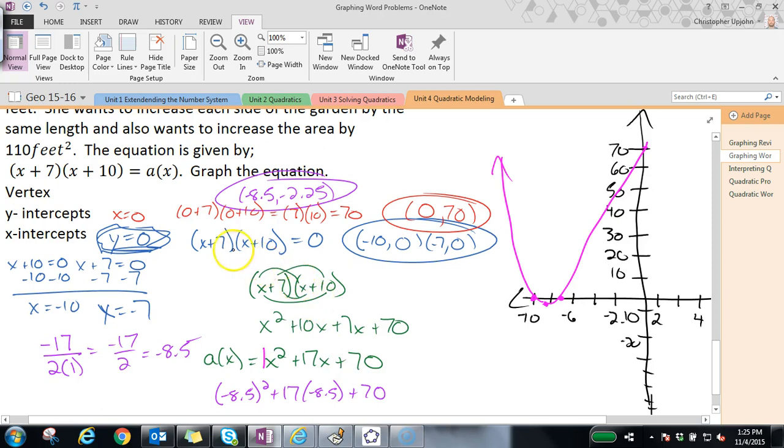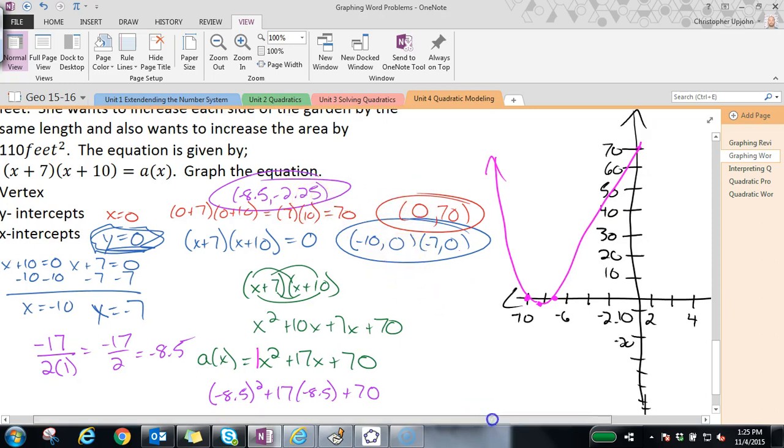Then, if I want to find my y-intercept, I set x equal to 0, plug it in. So 0 plus 7 times 0 plus 10, which is 7 times 10, so 70. I set x equal to 0, and my y was 70 when I did that. My x-intercepts, well, it's already factored, so we don't have to factor it. We just set each one of those equal to 0, solve for x, x is negative 10 and negative 7, and our y value is 0, because that's what we set it equal to. That's how we solve for it. So we have our 4 points here.